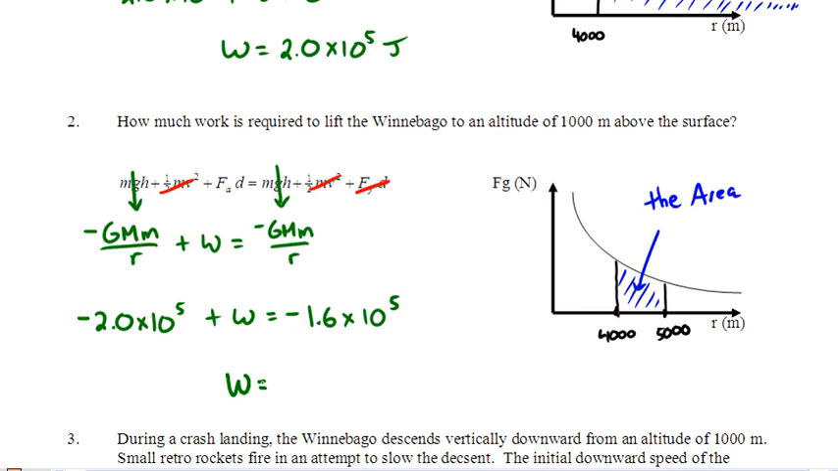What would that be? We're going to get like a 0.4 times 10 to the 5, or I guess it would be a 4 times 10 to the 4 joules. I'm not even really too concerned about the answer. The biggest issue for me is that you'd have to be doing negative GMm over r twice.